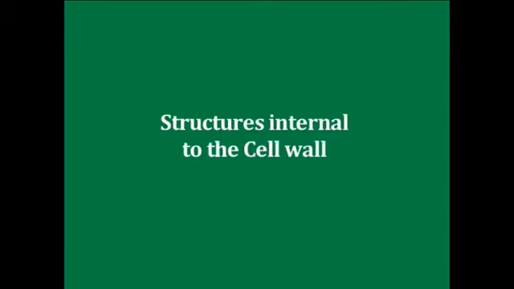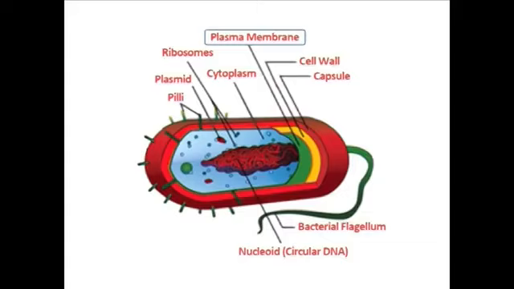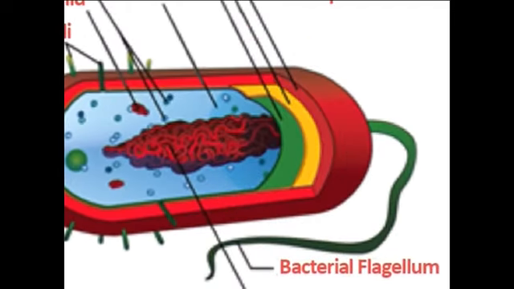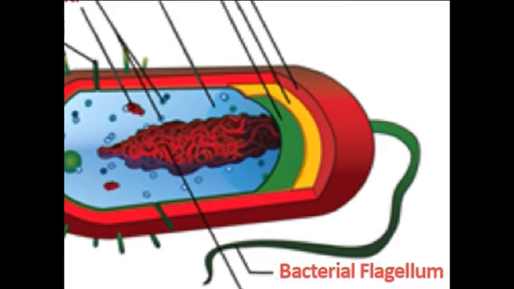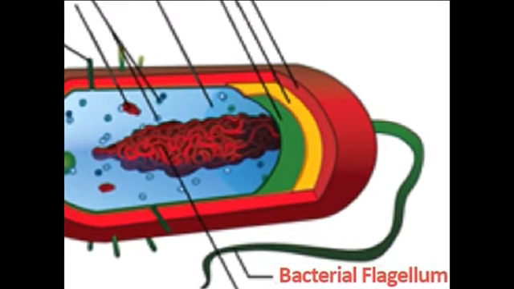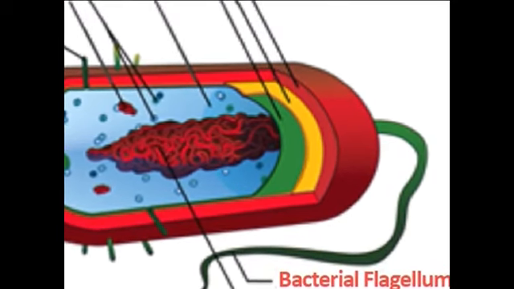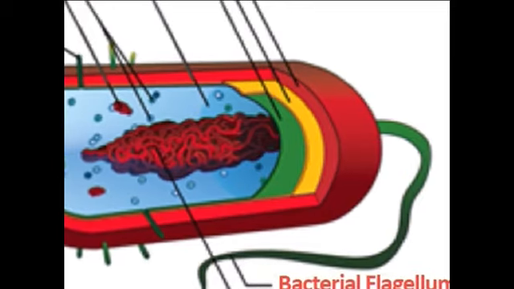Next, let us see the structures internal to the cell wall. The first structure is the plasma or cytoplasmic membrane. The bacterial plasma membrane is a phospholipid bilayer with peripheral and integral proteins, while the archaeal membranes are composed of fatty acids that are ether-linked to phospholipids.